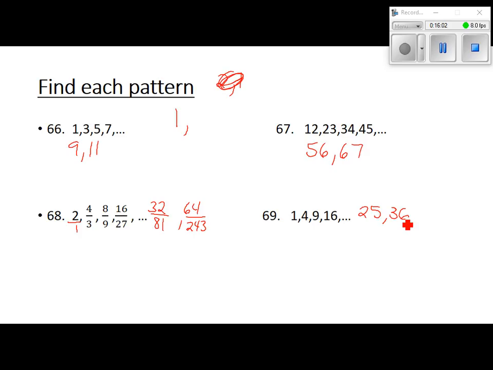You added a different number each time. What did I add this time? 3. What did I add this time? 5. What did I add this time? 7. So what would I add the next time? 9, 11, and so on. Either way, it still works out the same. Whether you say that's all the squares, or you're adding 2 extra each time to the number you're adding to it, be able to pick out different patterns like that.